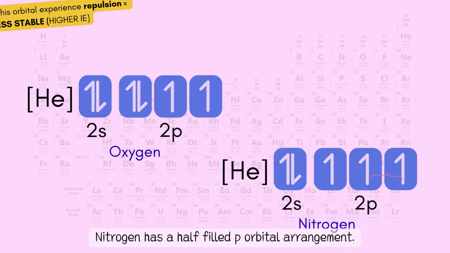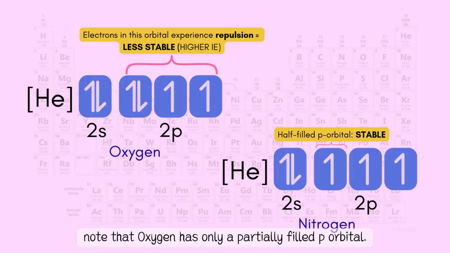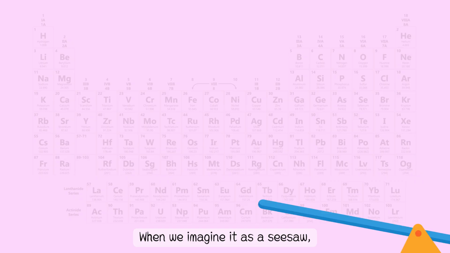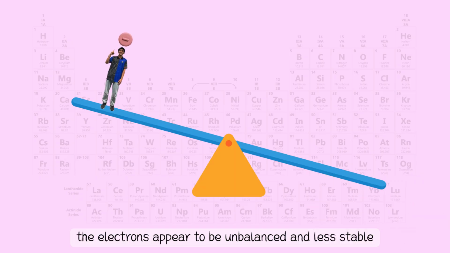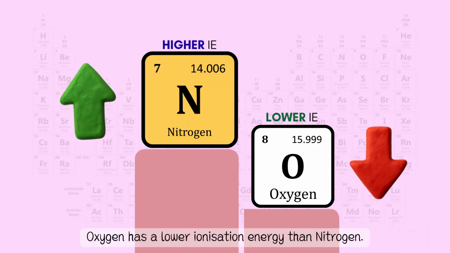Nitrogen has a half-filled p orbital arrangement, which is relatively stable. However, note that oxygen has only a partially filled p orbital. When we imagine it as a seesaw, the electrons appear to be unbalanced and less stable for oxygen. Therefore, oxygen has a lower ionization energy than nitrogen.